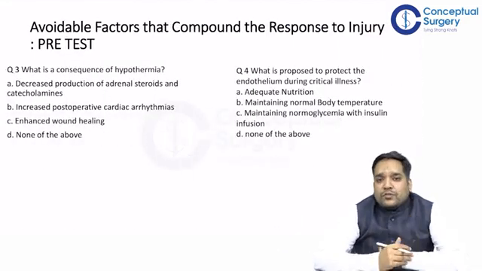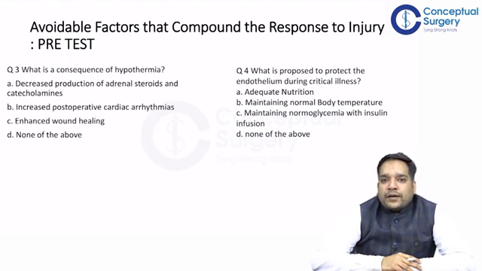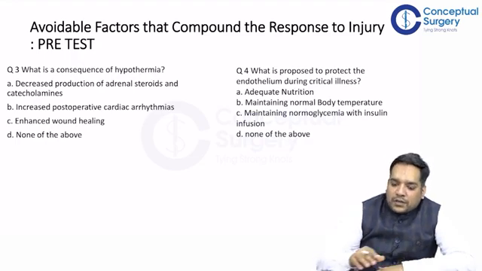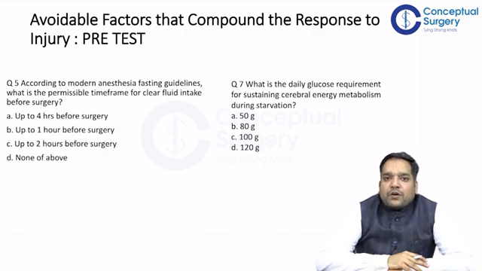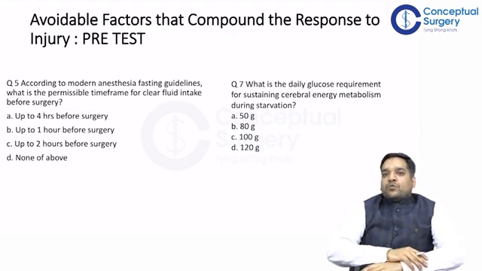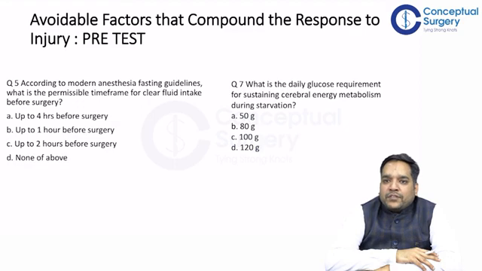Question number 3, what is the consequence of hypothermia? Decreased adrenal steroid and catecholamines, increased postoperative cardiac arrhythmias, enhanced wound healing, none of the above. Question number 4, what is the purpose of protecting the endothelium during critical illness? Adequate nutrition, maintaining normal body temperature, maintaining normal glycemia with insulin infusion, none of the above. Question number 5, according to modern anesthesia guidelines, what is the permissible time frame for clear fluid intake before surgery? Up to 4 hours before surgery, up to 1 hour, up to 2 hours before surgery, none of the above. Question number 7, what is the daily glucose requirement for sustaining cerebral energy metabolism during starvation? 50 gram, 80 gram, 100 gram and 120 gram.